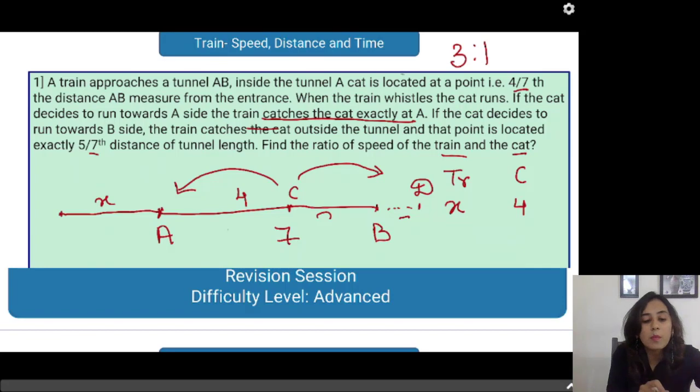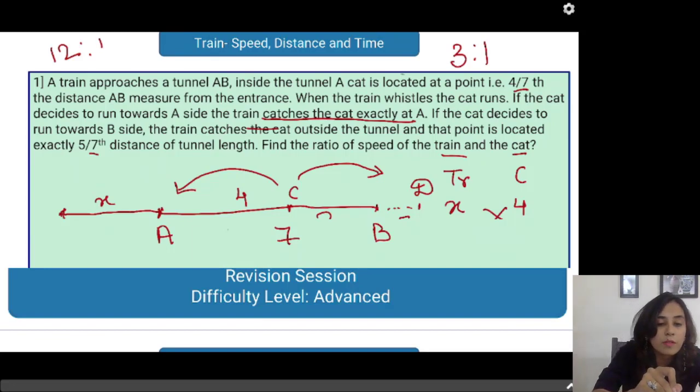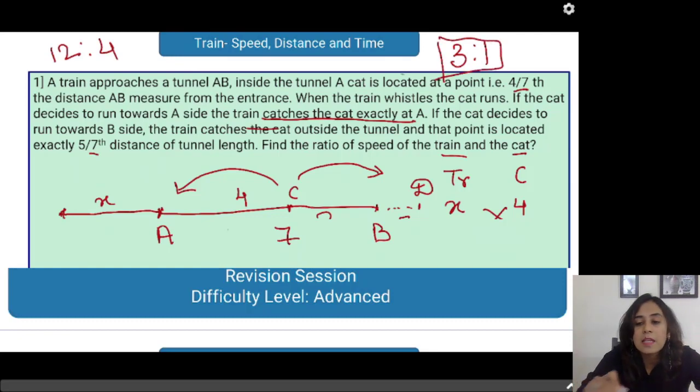And what is the total distance covered by the train? The train is moving from point T to the point D. So T to D is X plus 4 plus 3 plus 5, which is X plus 12. Now let us solve for X. We have 8X equal to 4X plus 48. All I have done is cross multiply, and I have got 4X equal to 48. So the value of X comes out as 12, which means when the train is covering 12 units of distance, the cat is covering 4 units of distance. So the ratio comes out as 3:1.